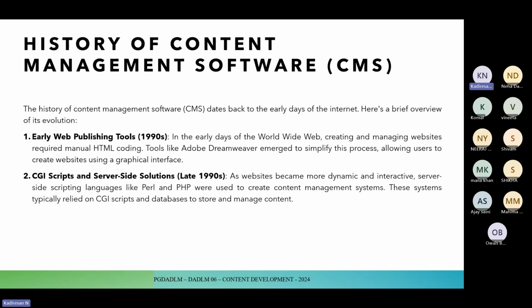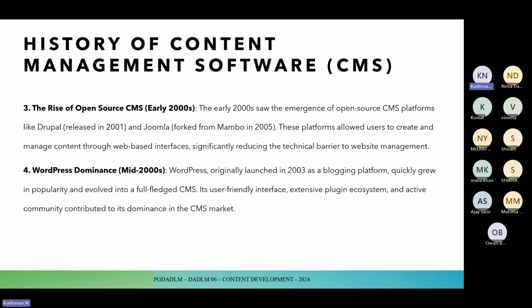The third one is the year 2000, with the rise of open source content management software. The early 2000s saw the emergence of open source content management system platforms like Drupal and Joomla. So Drupal and Joomla were introduced in the year 2000. These platforms allowed users to create and manage content through web-based interfaces, significantly reducing the technical barrier to website management.